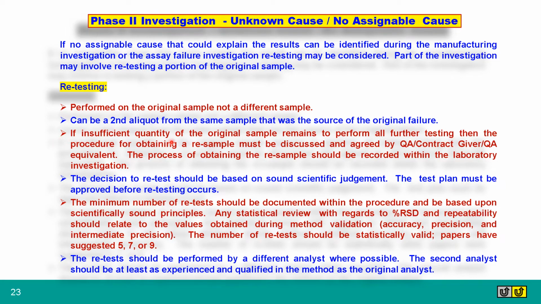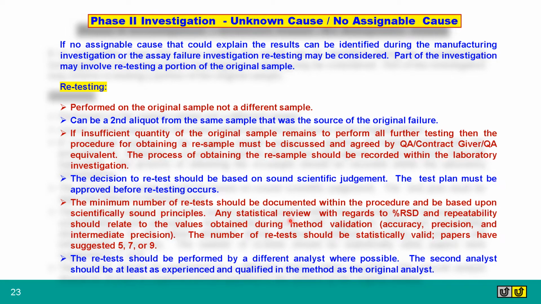If insufficient quantity of the original sample remains to perform all further testing, then the procedure for obtaining a resample must be discussed and agreed by QA/contract giver/QA equivalent. The process of obtaining the resample should be recorded within the laboratory investigation. The decision to retest should be based on sound scientific judgment. The test plan must be approved before retesting occurs. The minimum number of retests should be documented within the procedure and be based upon scientifically sound principles.